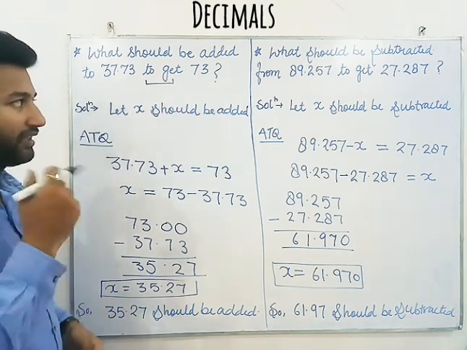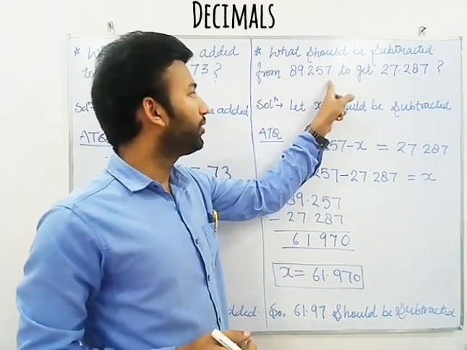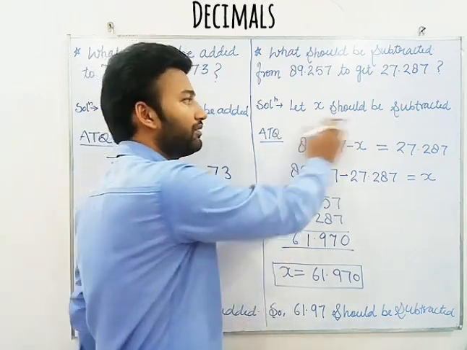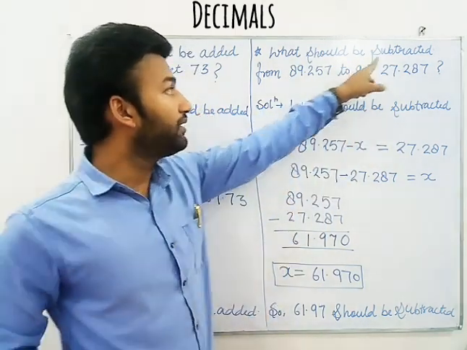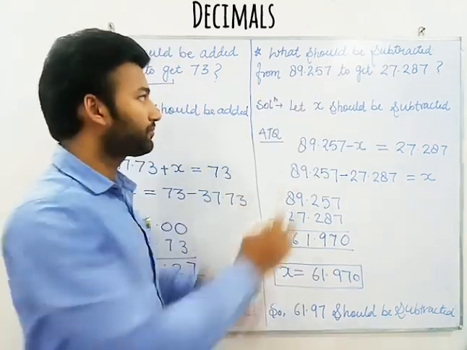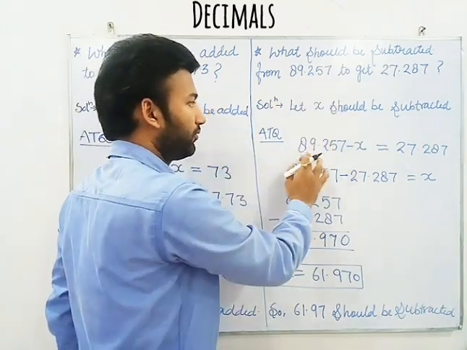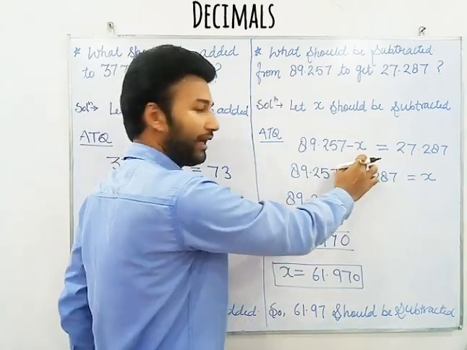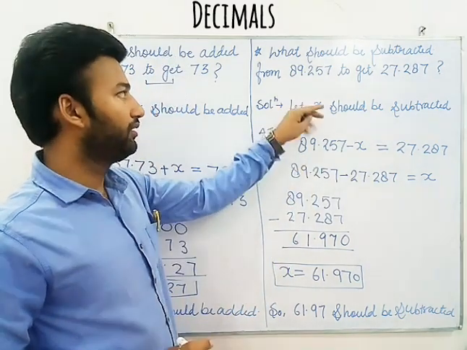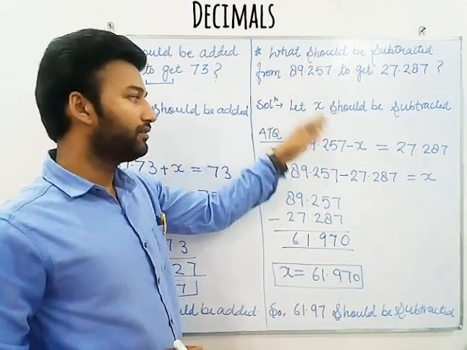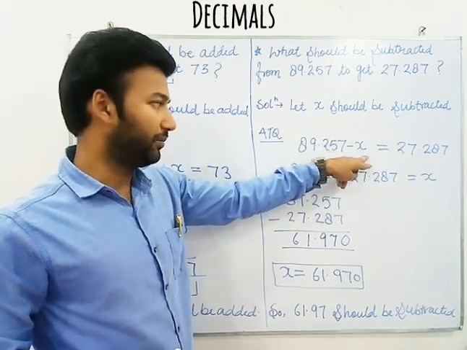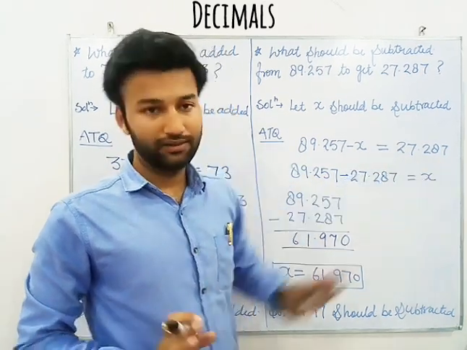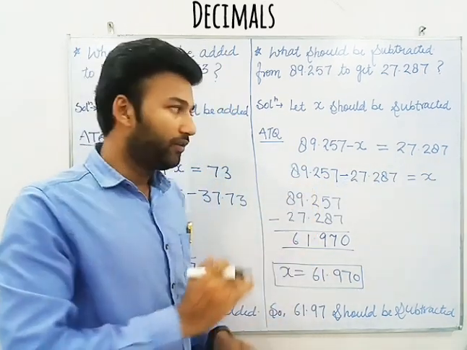Clear? Easy? Next one. What should be subtracted from 89.257 to get 27.287? So let x be subtracted. Now what should be subtracted from? From means from this number. So first we will write this number, 89.257 minus x. Okay. According to the question, what should be subtracted from this number? From means we will write this number first, then subtract x. To get means equal, 27.287.